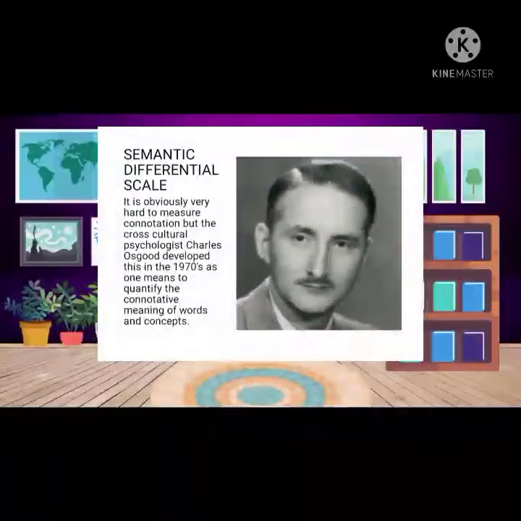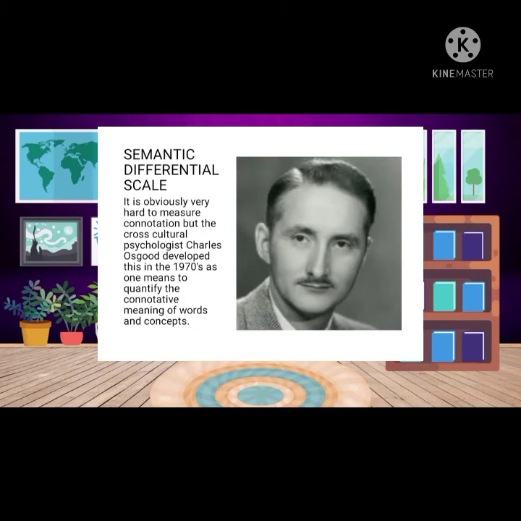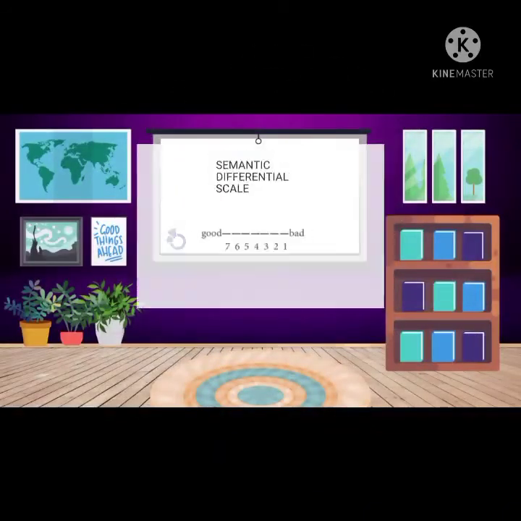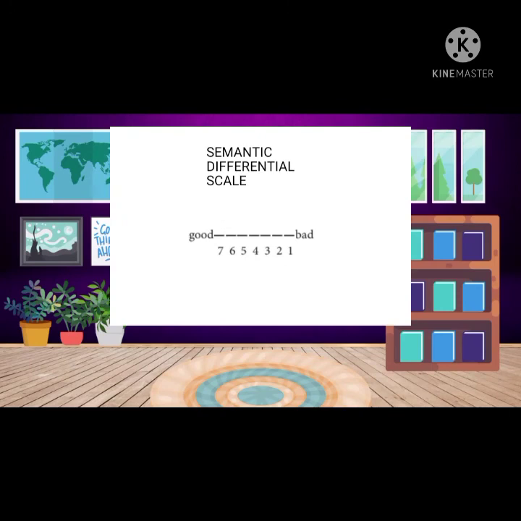It is obviously very hard to measure connotation, but the cross-cultural psychologist Charles Osgood developed a semantic differential scale in the 1970s as one means to quantify the connotative meaning of words and concepts. This is an example of it. It uses a number of sets of bipolar adjectives ranked on a 7-point scale.